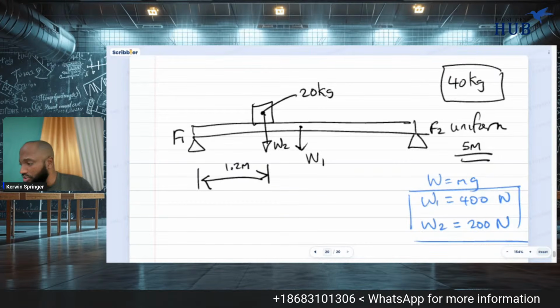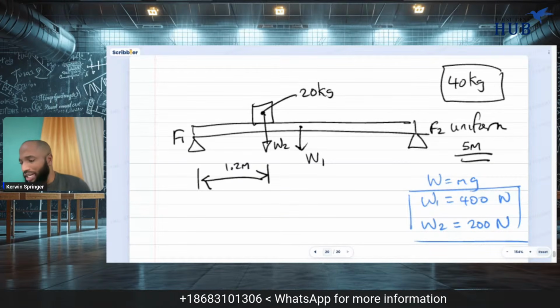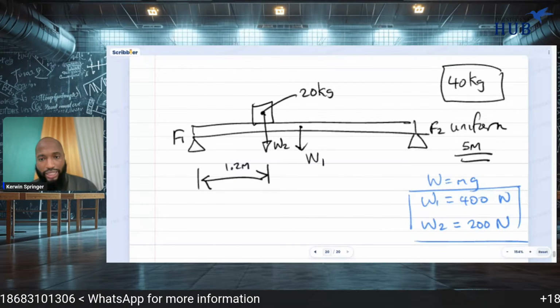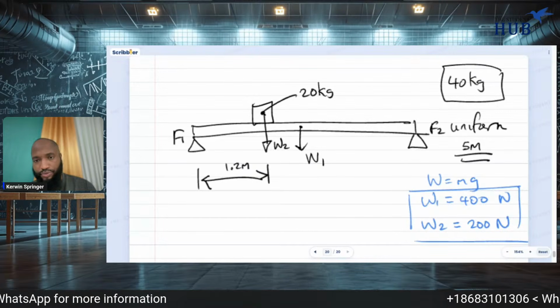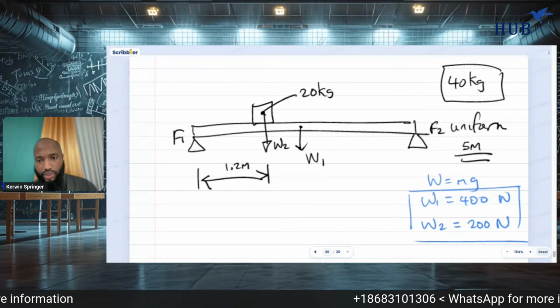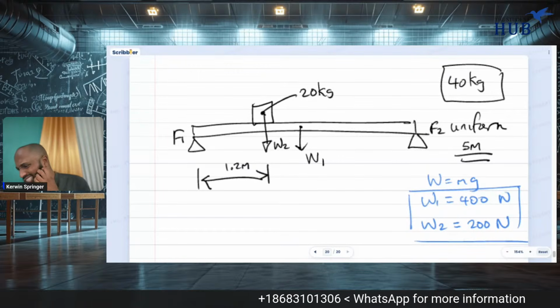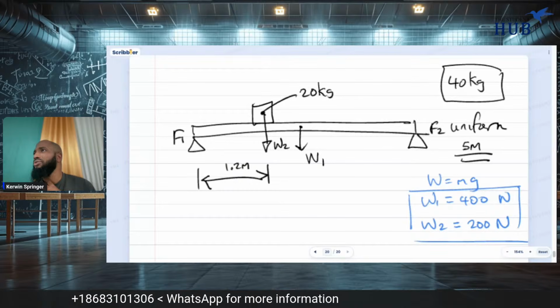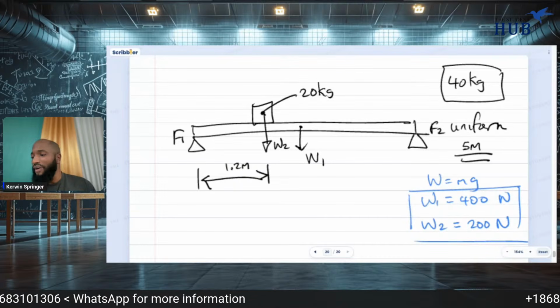F1 is 600, says somebody. No, that's impossible. F1 can't be 600. I can tell if it's right or wrong. Somebody says 350, 250. That sounds kind of reasonable. You got that too? 350, 250. How would you find the value of one of them?